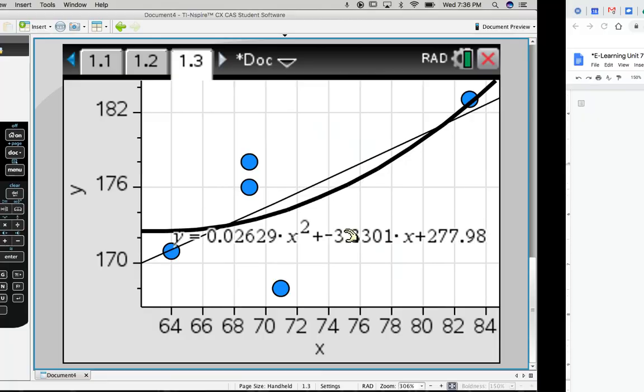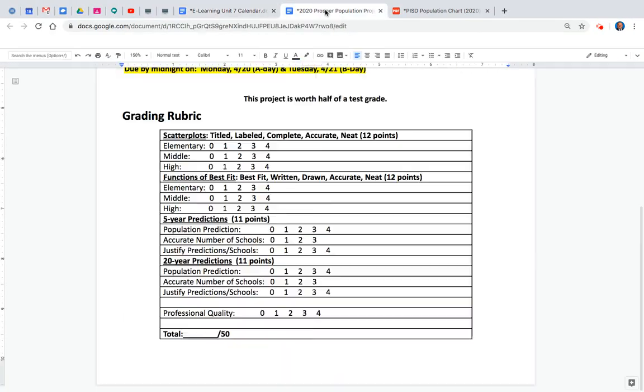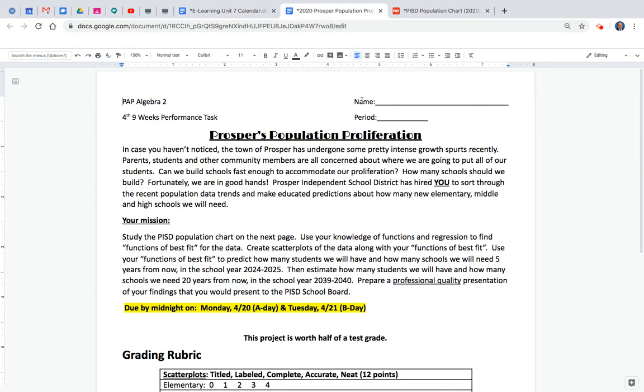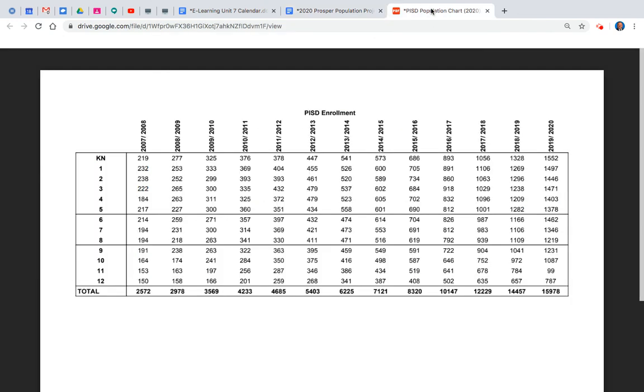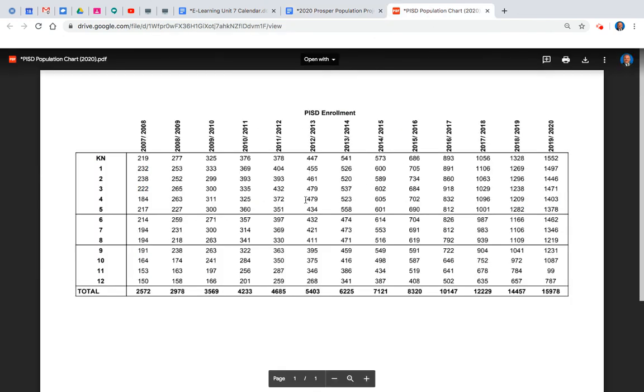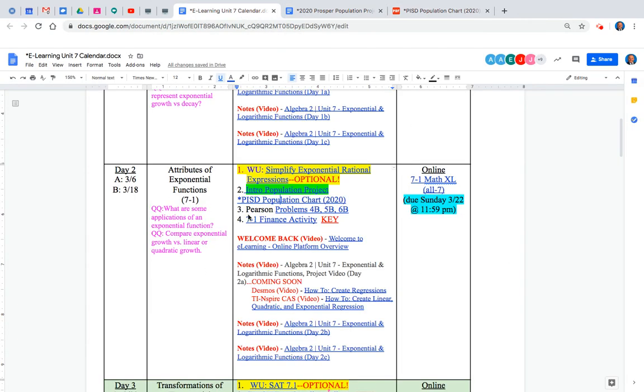And now you have all the tools you need. Okay, I've gone through the project. You know what's expected. It is again on Google Slides that will be posted on Google Classroom. You have this attached, and it is right there as far as the population chart. So you should be good to go, guys.